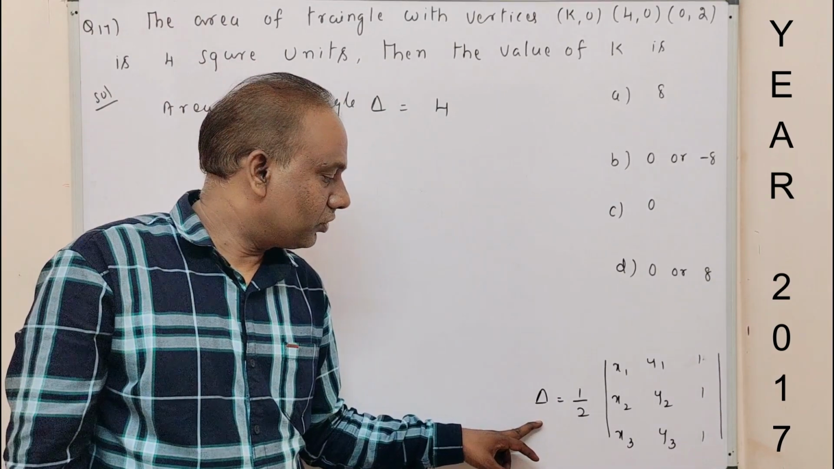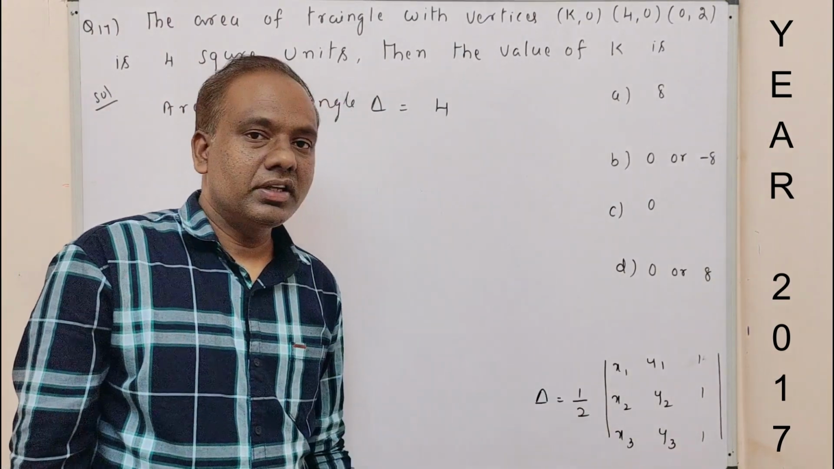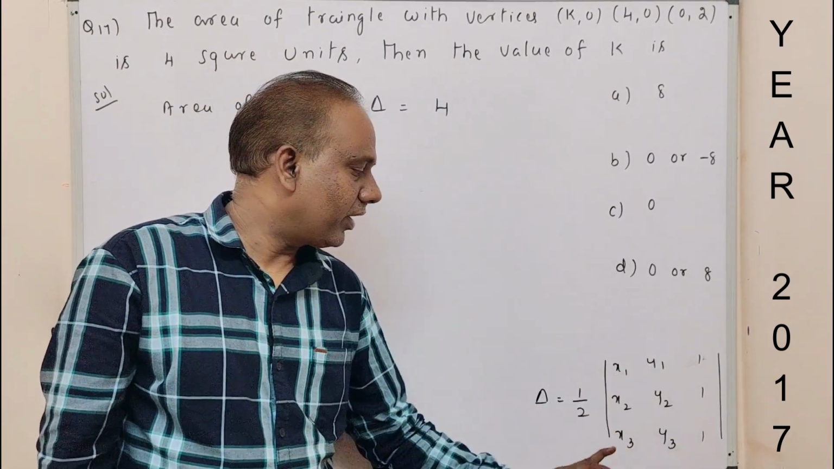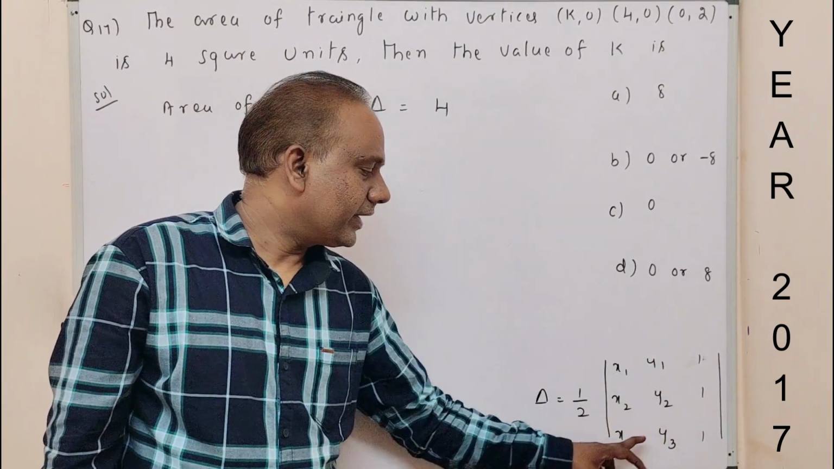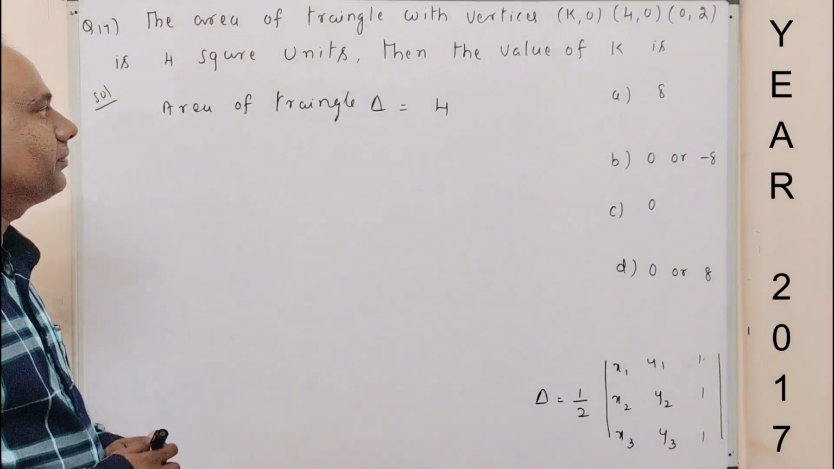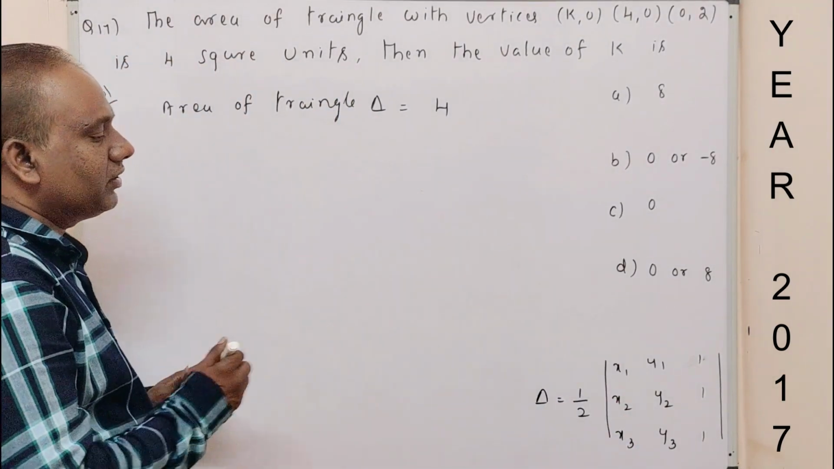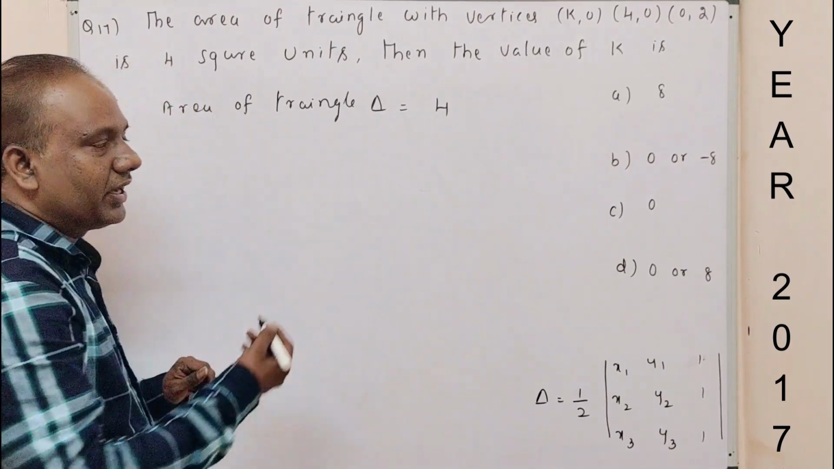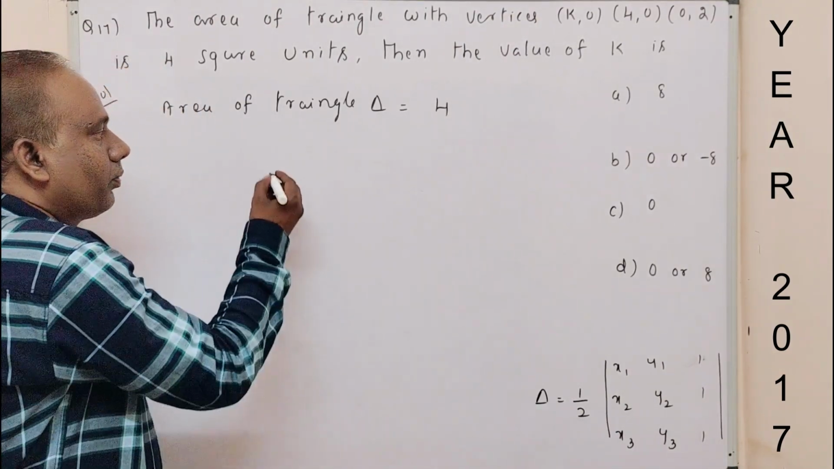Area of a triangle is equal to the formula 1 by 2 times the determinant of x1 y1 1, x2 y2 1, x3 y3 1. So these are the points. I already read the formula here, so I substitute directly here. So 1 by 2.